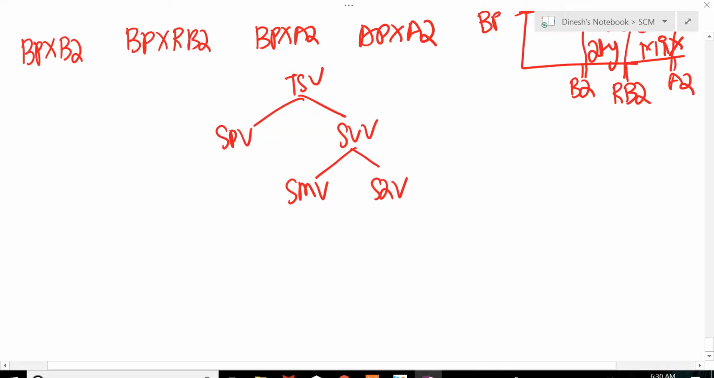Let's now do a problem on this. Just note down a few things. Point number one, BP refers to the price at which the company wants to sell FG.